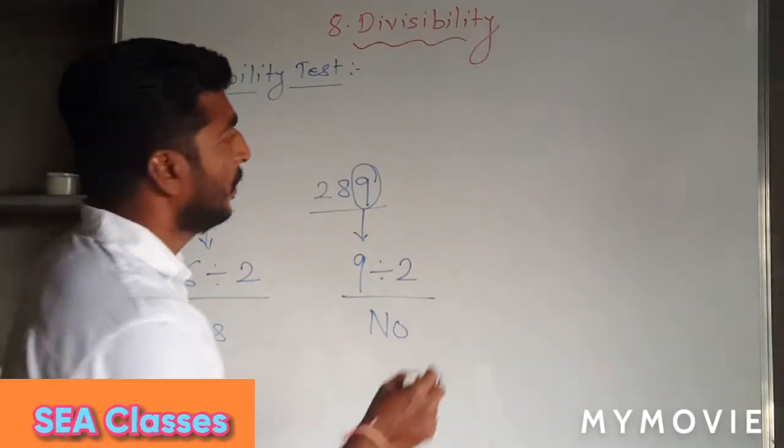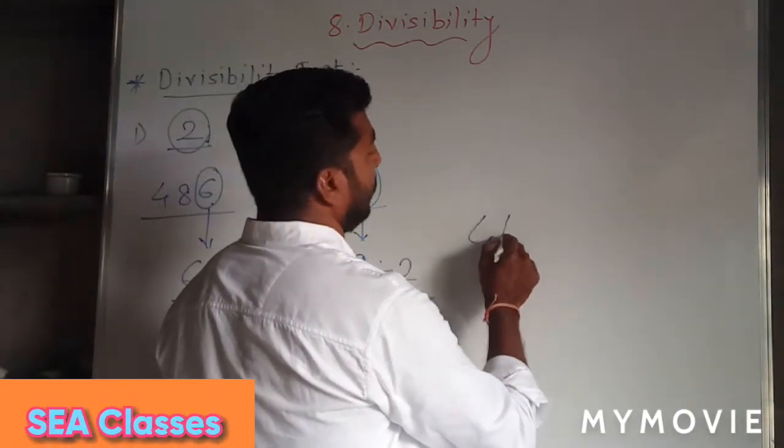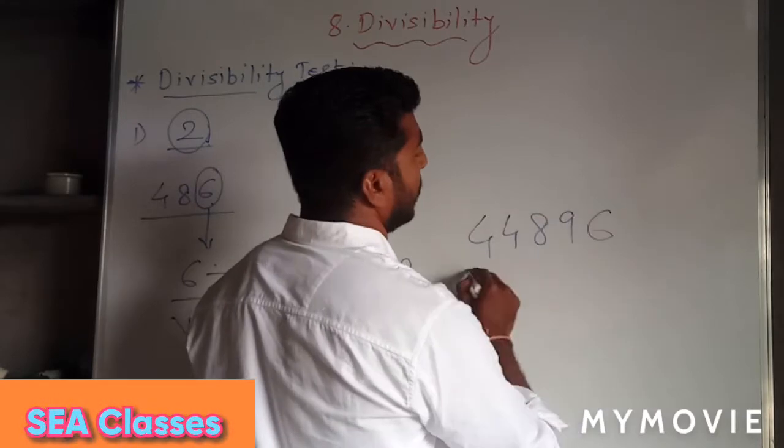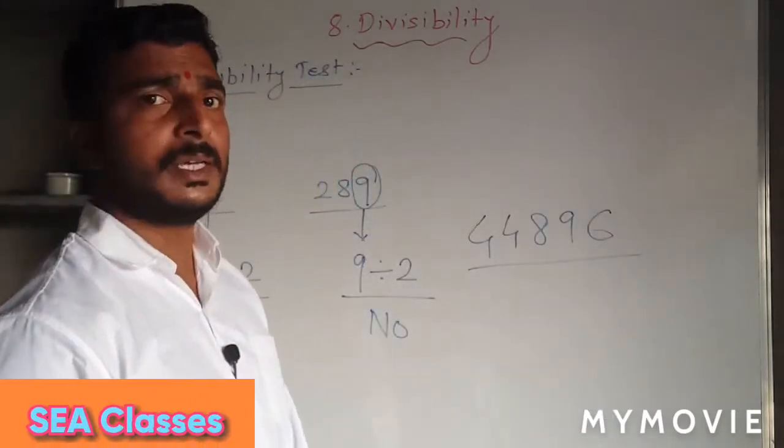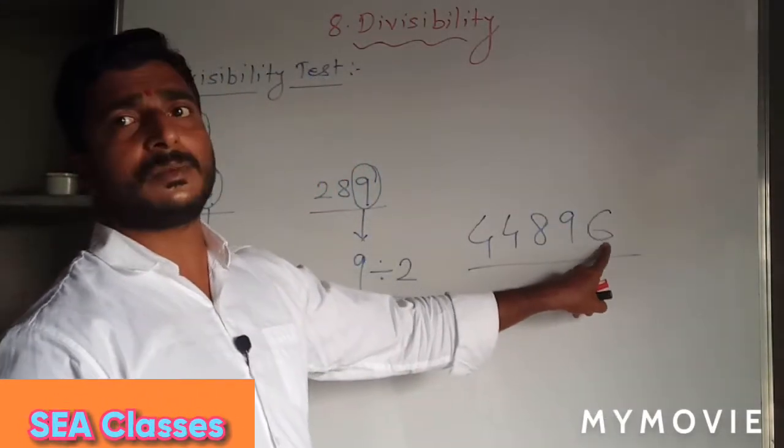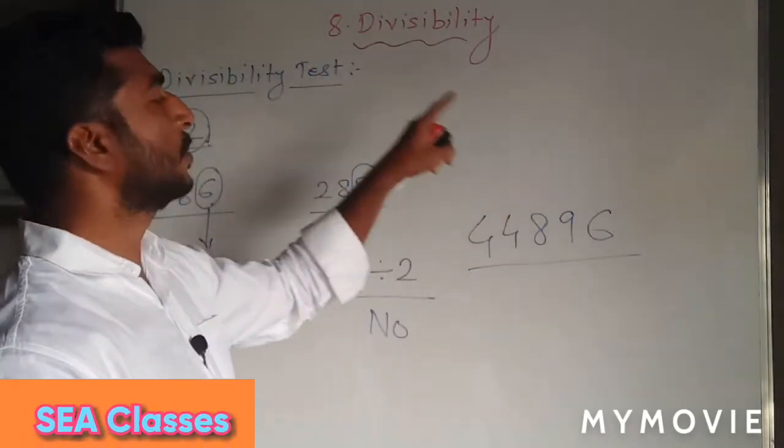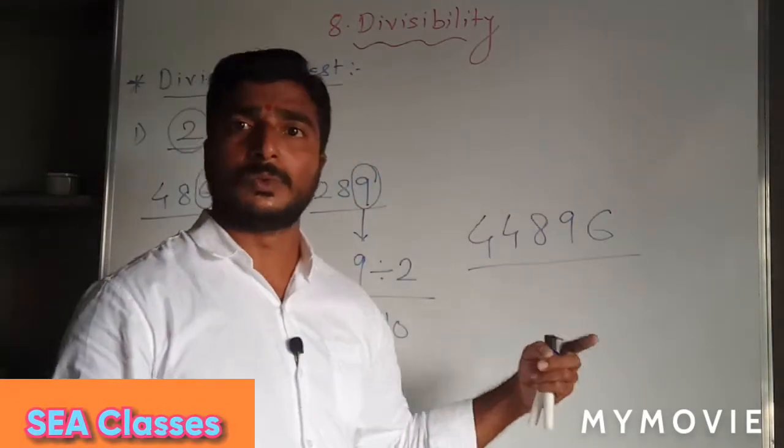If any number, 44,896, this number, is it divisible by 2? Yes, because 6 is the even number which is divisible by 2, so this number is divisible by 2.